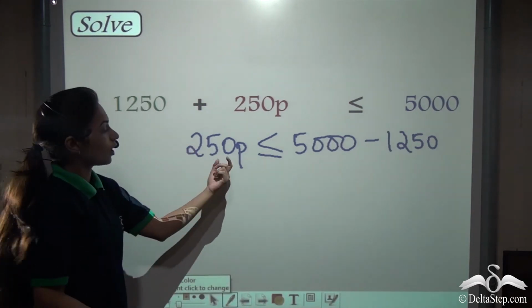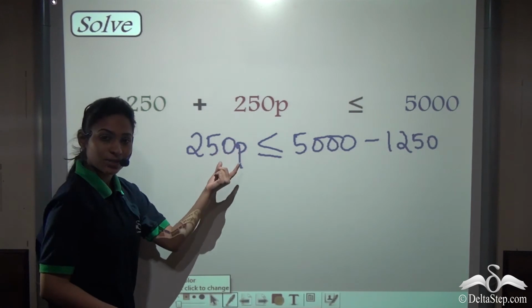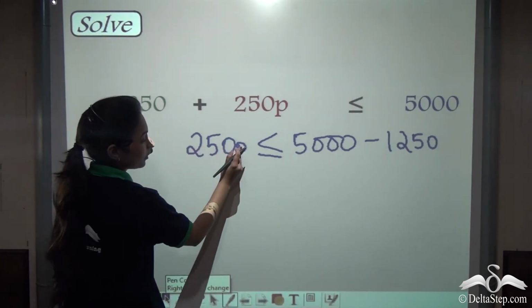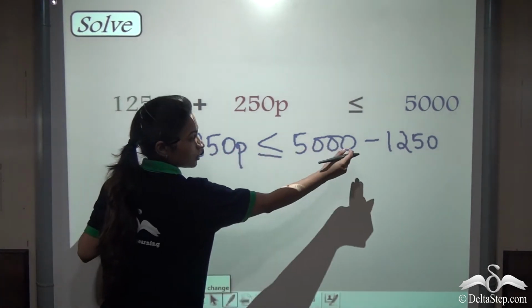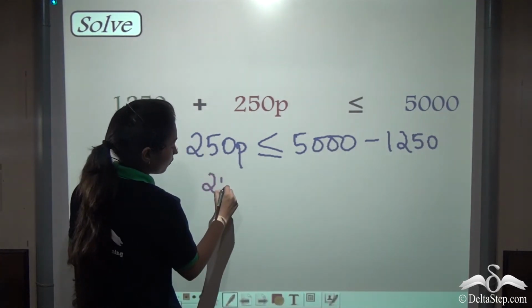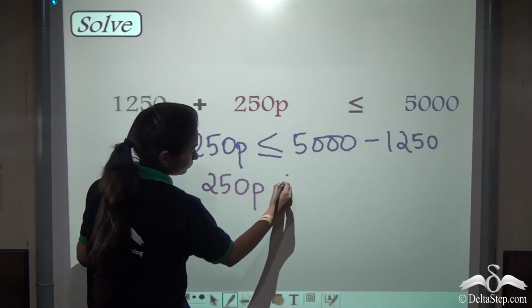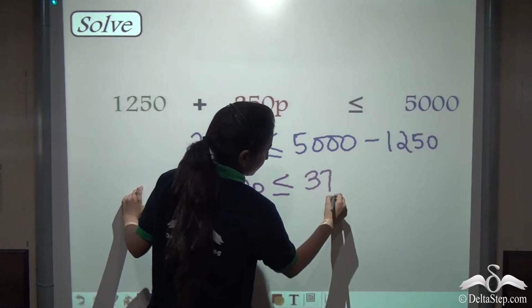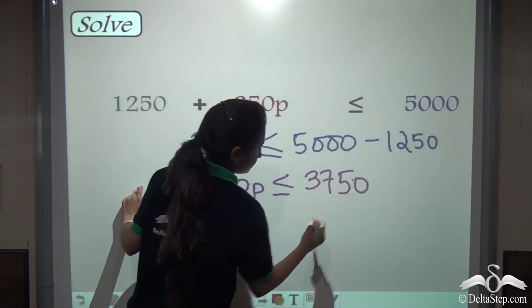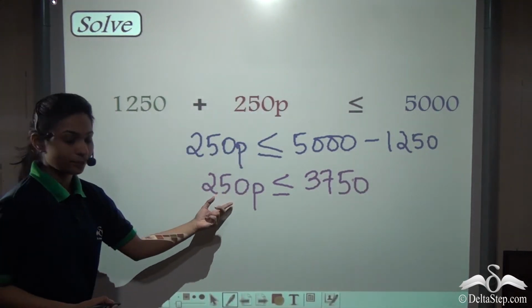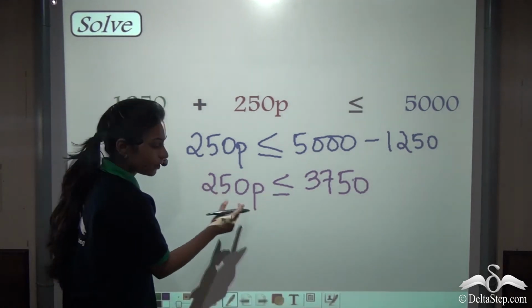Now solve it. You have to bring the coefficient of the variable to 1. So 250p is less than or equal to 5000 minus 1250. It gives me what? Now isolate p. We have to divide both sides by 250.